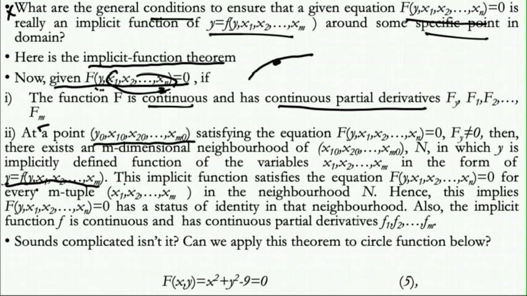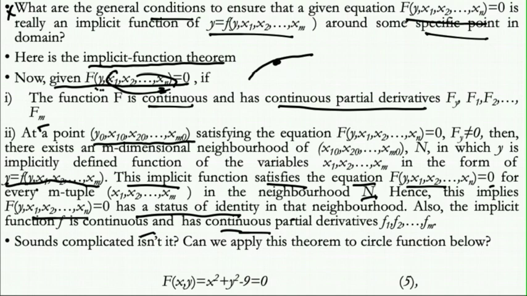Now this implicit function satisfies the equation of the implicit function being equal to 0 for every m-tuple, okay, in the neighborhood of capital N. Therefore, this implies that this implicit function has a status of identity in that neighborhood, okay? And also the implicit function f is continuous and has continuous partial derivatives f1, f2 until fm, okay? So when it says has a status of identity, what does it mean here? Try to figure out what it means, okay?